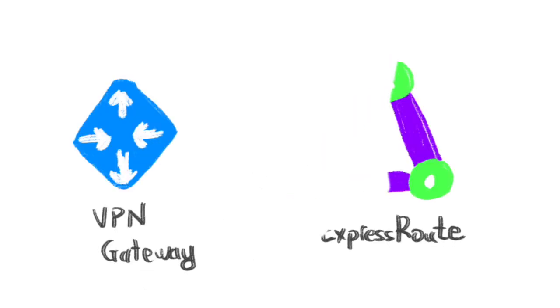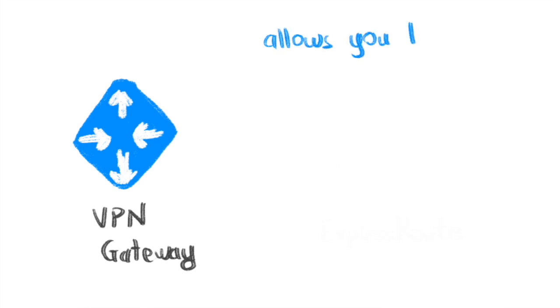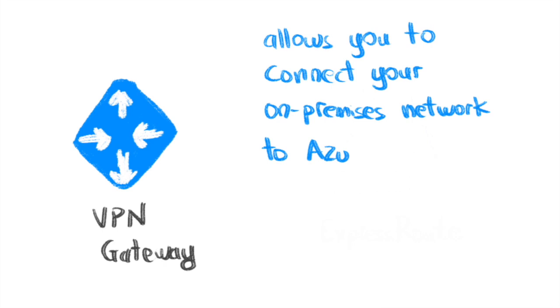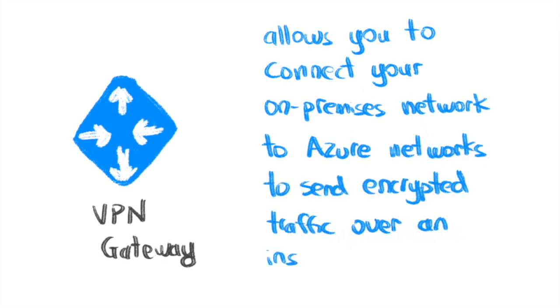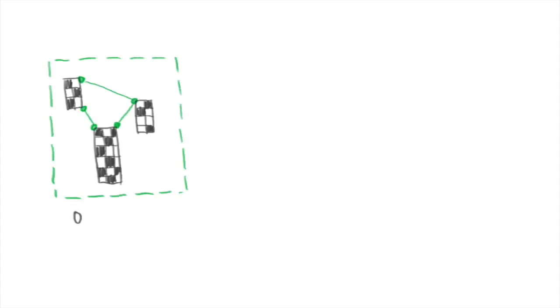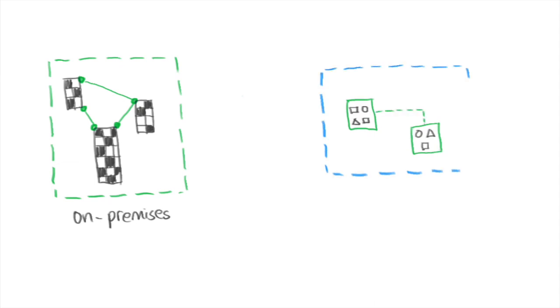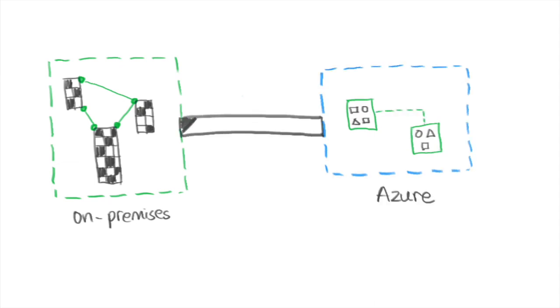So, what is VPN gateway? Azure VPN gateway allows you to connect your on-premises network to Azure networks to send encrypted traffic over an insecure channel. But what does that really mean? Let's say you have a bunch of servers on-premises, which are just machines in some organization or some data center. And you want some of those machines to be able to connect and communicate with a bunch of Azure services, also known as cloud services.